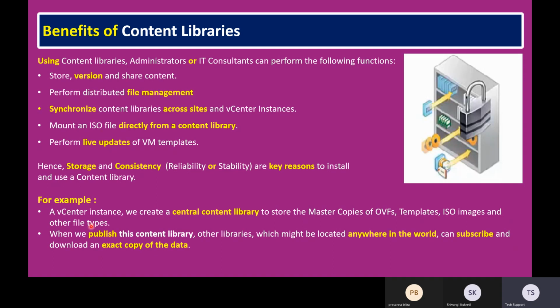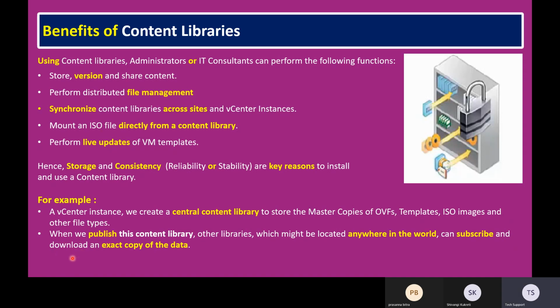I have given one example here. In a vCenter instance, we create a central content library to store the master copies of OVF templates, ISO images and other file types. When we publish this content library, other libraries which might be located anywhere in the world can subscribe and download an exact copy of the data. So the keyword here is subscribe. Only when they subscribe can they download data from the remote location content library.